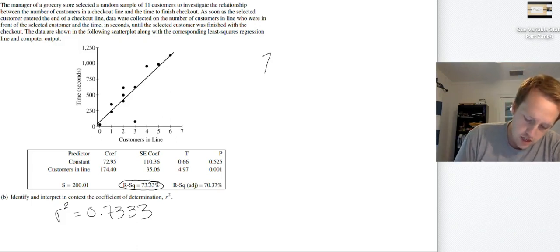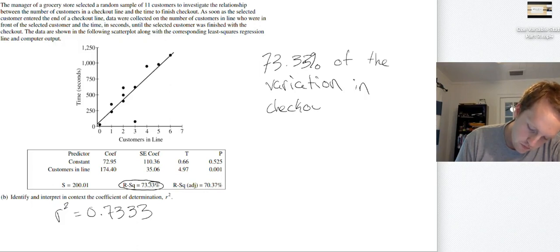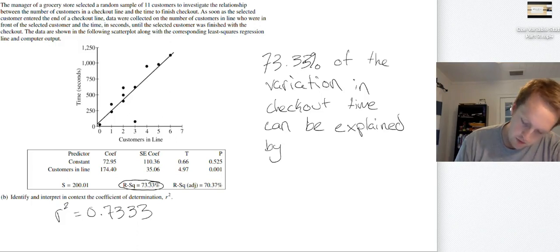So 73.33% of the variation in checkout time can be explained by the number of customers in line.